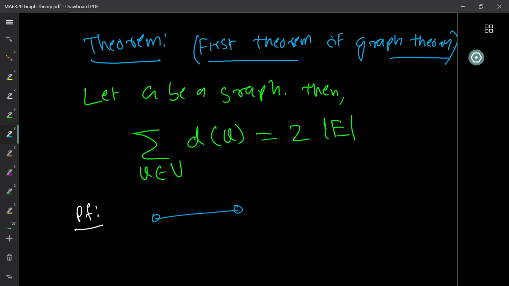So the edge is incident to two vertices, and therefore, when we sum over all the degrees, the edge contributes one to each of its vertices. There are two vertices for an edge, so every edge contributes two to the sum, and therefore the sum must be equal to twice the number of edges. So this is a one line proof. Okay?